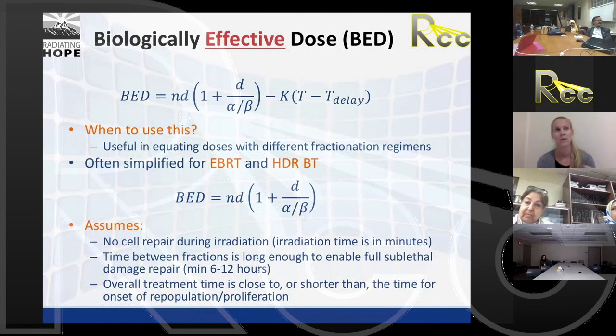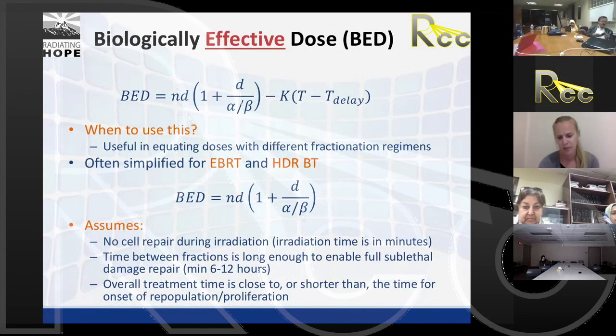So this is why we don't give 5 fractions of radiation to a patient in a single day. Okay, this is why we might give a maximum of 1 or 2 fractions in a day, because we need to account for this sublethal damage repair. Otherwise, we don't know how much dose we're giving our patient. It's really difficult to work out.